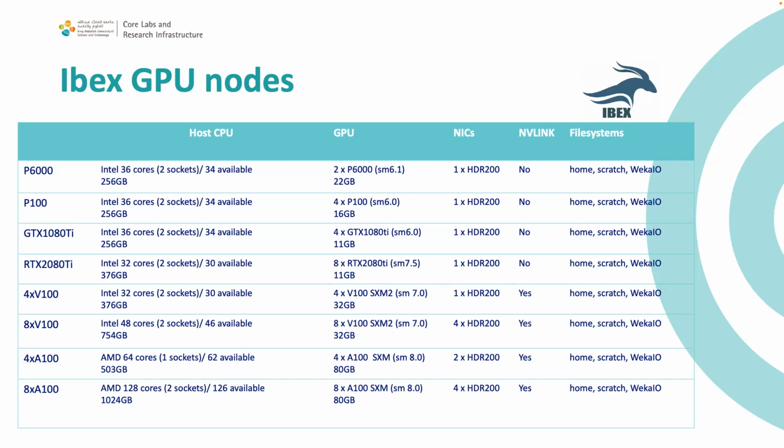And of course, you can see that some of them have NVLink, which could accelerate your training of machine learning stuff. It interconnects the GPUs and CPUs more easily and runs your programs faster.